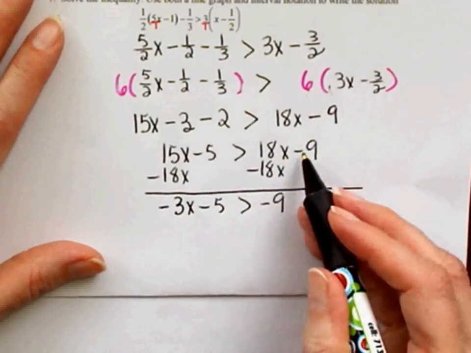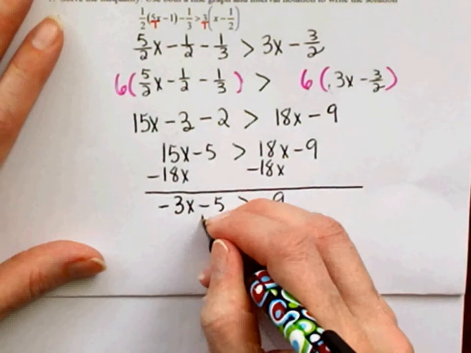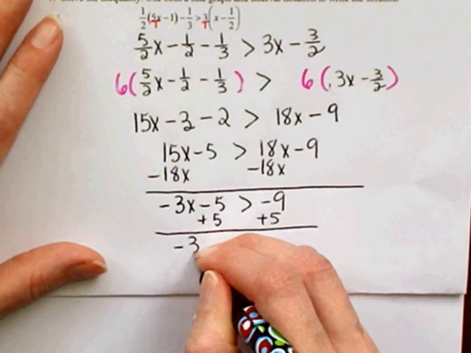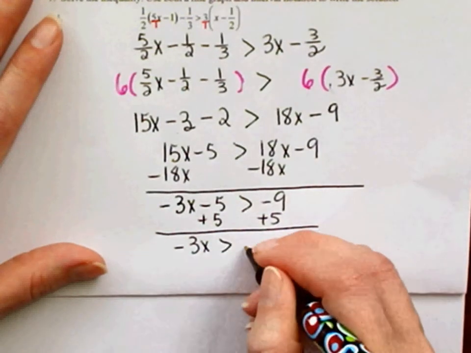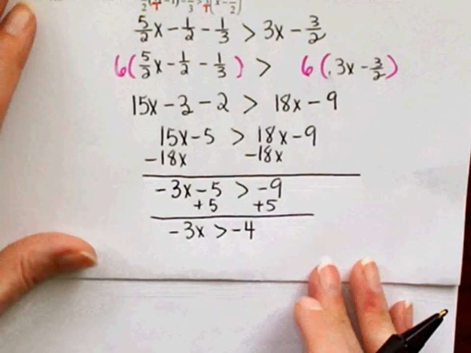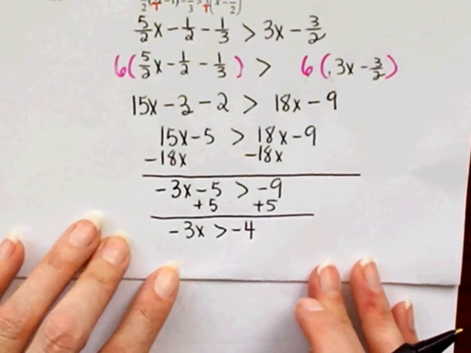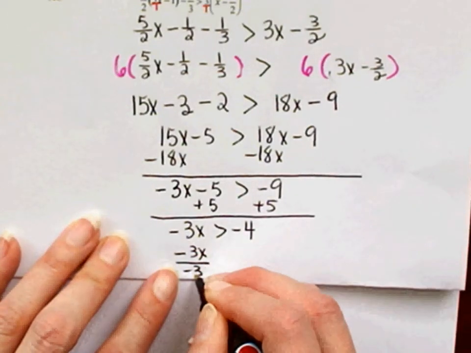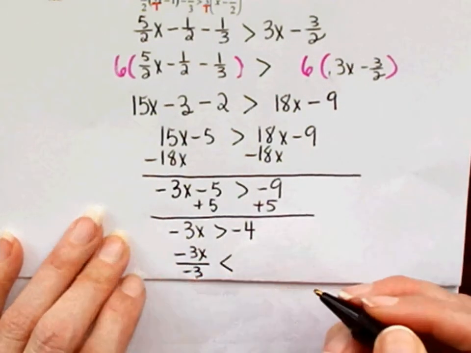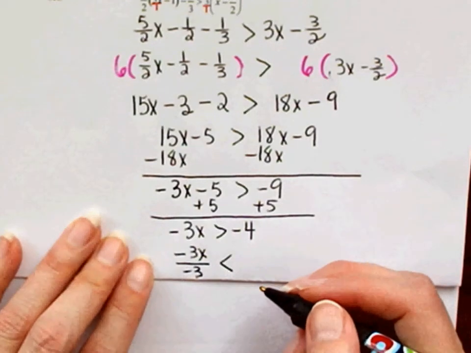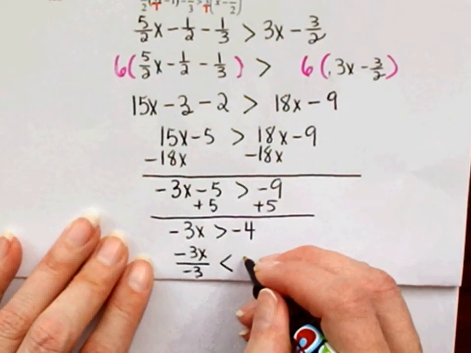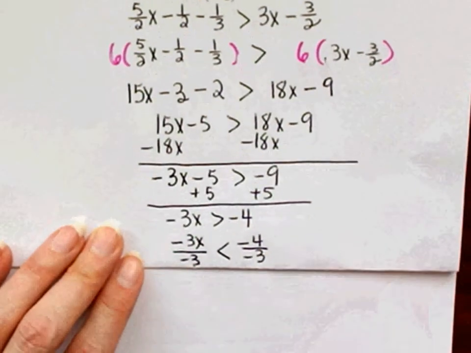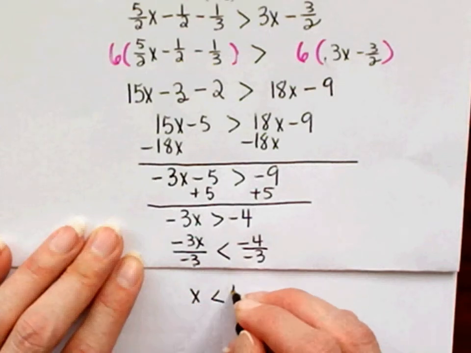Don't forget about the sign, so I'm bringing it down. We're going to add 5. I have a negative 3x greater than a negative 4. Alright, now notice I'm going to have to divide by a negative 3. And because of that, it's going to change the direction of the inequality. So anytime you multiply or divide by a negative value, it changes the direction of the inequality. Alright, so let's keep going. X is going to be less than 4/3.